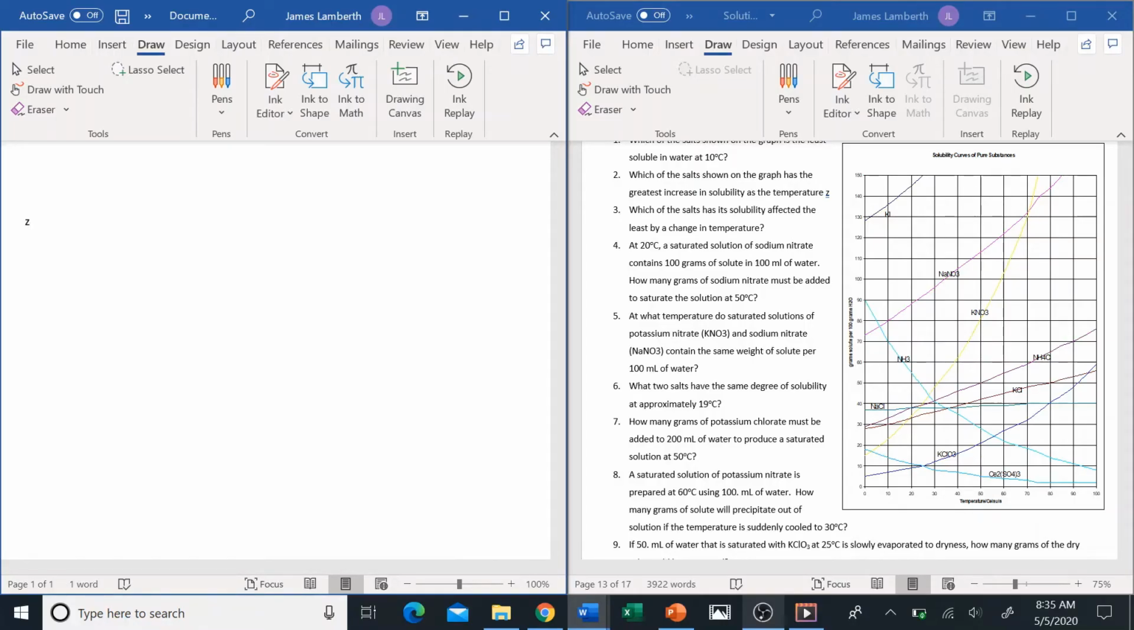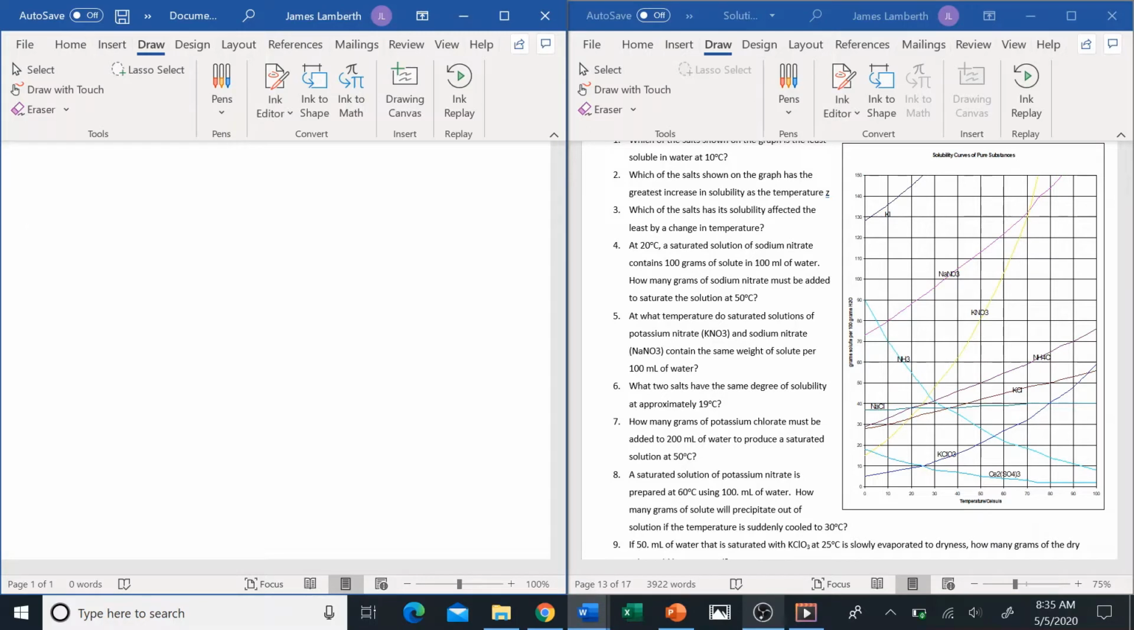Okay, this short video is going to be more complex problems about the solubility curves. You should have already watched a solubility curve video on saturated, supersaturated, and unsaturated. This is just going to be more intense problems that you can do with a solubility curve.